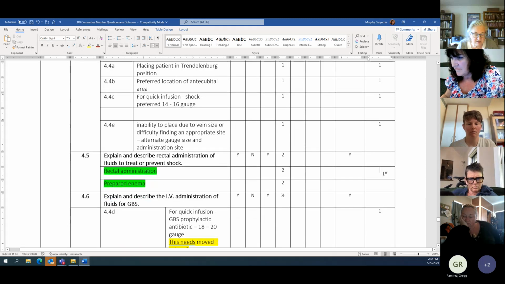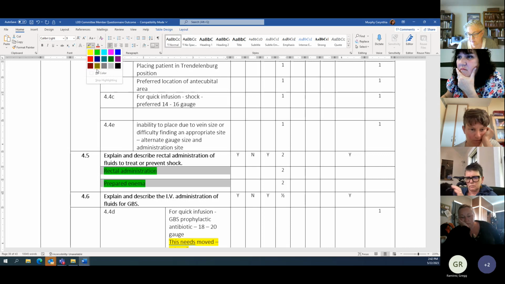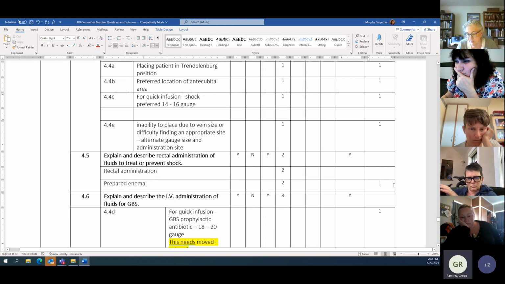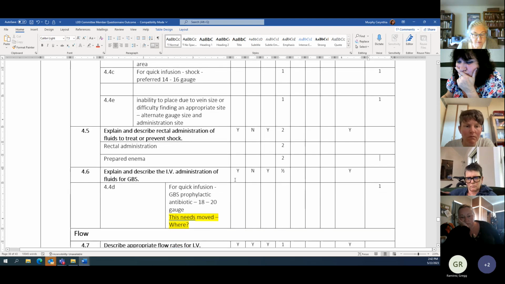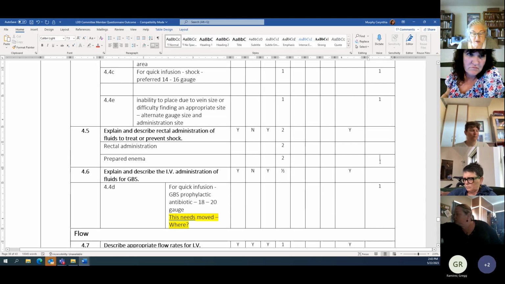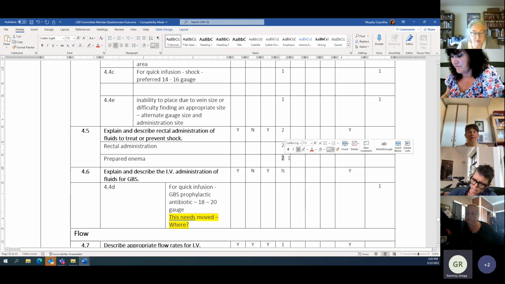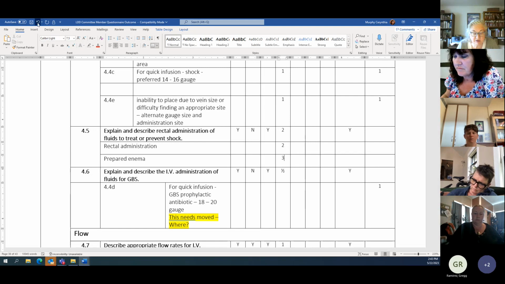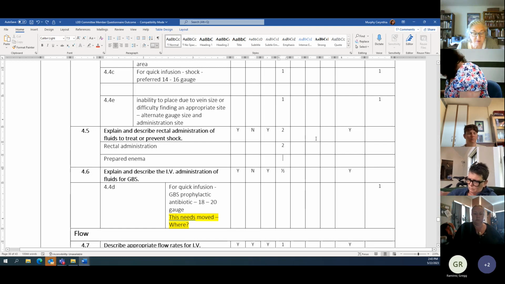So a lot of this, Cerinthia, the way that if you look at the specifics that you sent out earlier with all the details, I had steps being 3, which aren't on here. And I had for 4.5, the rectal administration of fluids alternative to oral hydration as a 2, and I had using a prepared enema, follow instructions on the product as a 3.